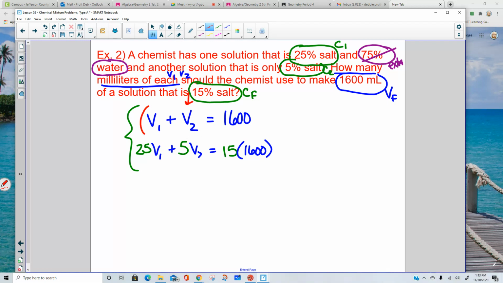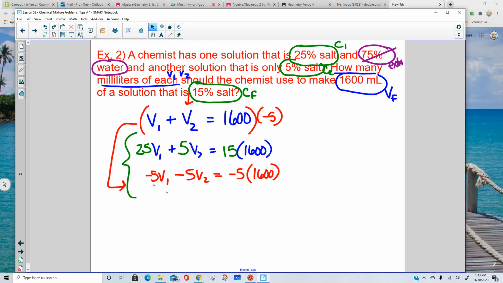So in order to do that, I'm going to multiply everything by -5. So when I rewrite that, I have negative 5 V1 minus 5 V2 equals, and now I'm going to show you this little trick. I'm not going to multiply this out. I'm just going to say it's negative 5 times 1600. I'm not putting that in my calculator. I'm not going to just say equals negative 90,000. I'm doing that for a reason.